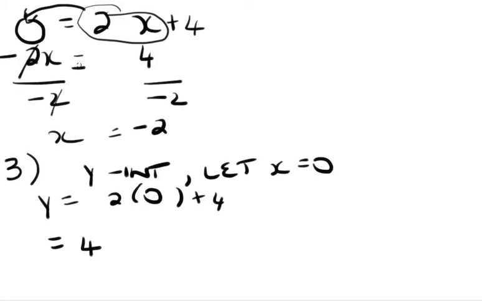But, according to the laws of equations, what we do on the left-hand side, we must do on the right-hand side. So what did we do on the left-hand side? We divided by negative 2. So what must we do on the right-hand side now? We must also divide by negative 2. So 4 divided by negative 2 is negative 2. And what does that give us? That gives us our x-intercept.